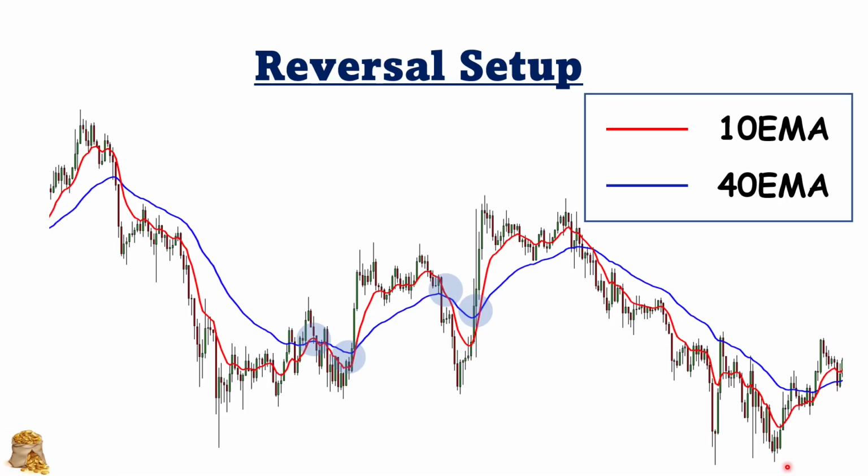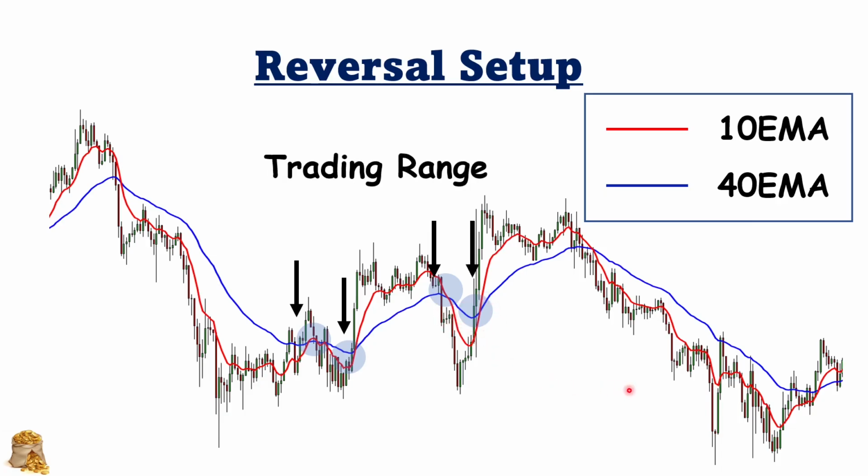Now let's move on to the trading range. Here we have a downtrend, and then we have multiple crosses. Here is one, another one, the third one, and the fourth one. However, we can see that in the whole chart, it is in a trading range rather than trending. If you enter a trade, there's a possibility that you could get stopped out rather than getting a profit. So this is one of the drawbacks of using this reversal setup.